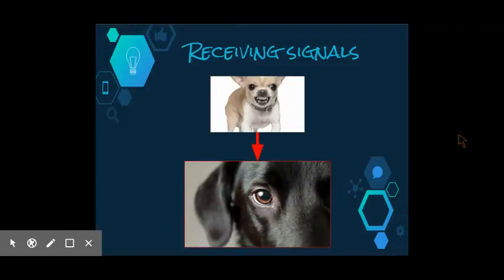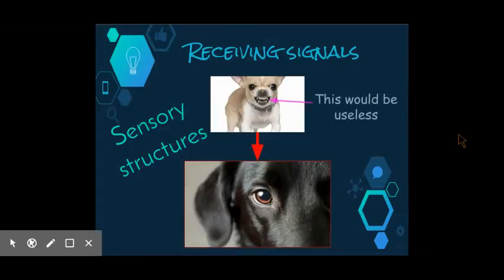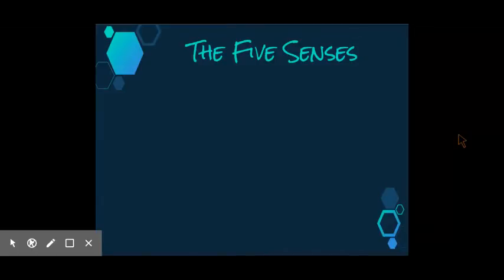The recipient, so that's the person that's receiving the signal, must also have a suitable sensory structure to be able to detect the signal. A dog that bares its teeth and growls would be an ineffective communicator if the recipient of such a behaviour did not have eyes to see the aggressive display or ears to hear the growling. Sensory structures that detect changes in the environment are receptors. Animals, including humans, use all five senses to communicate.